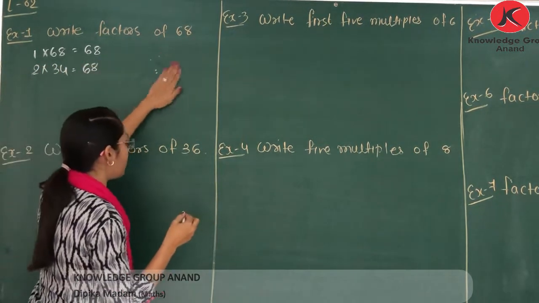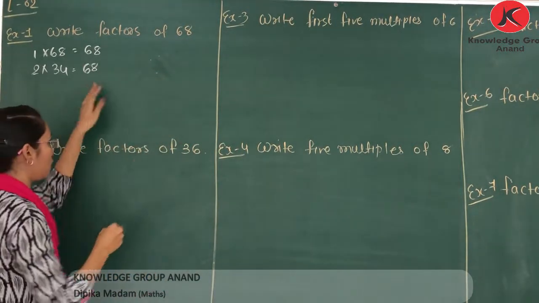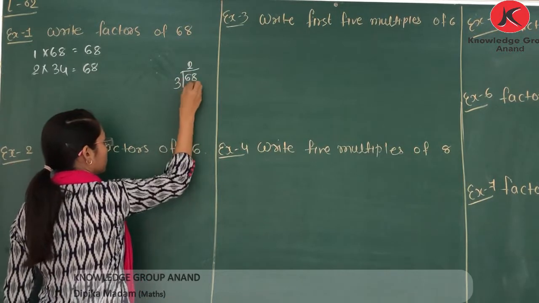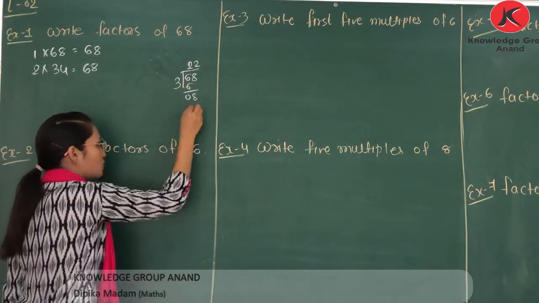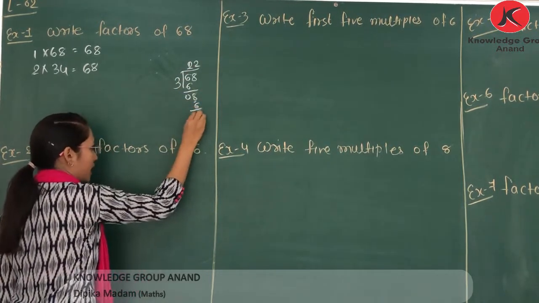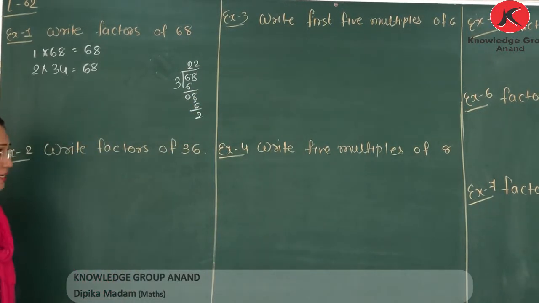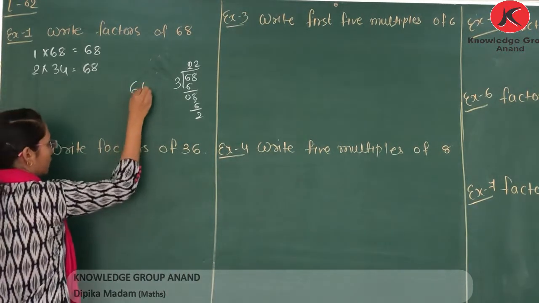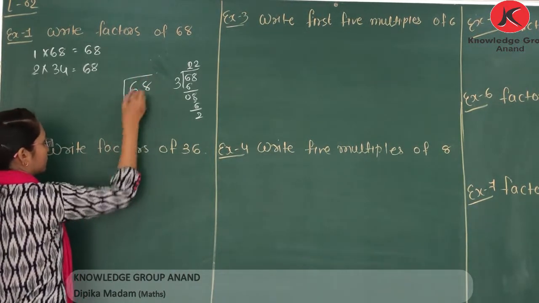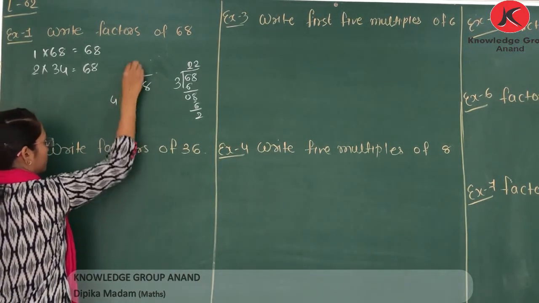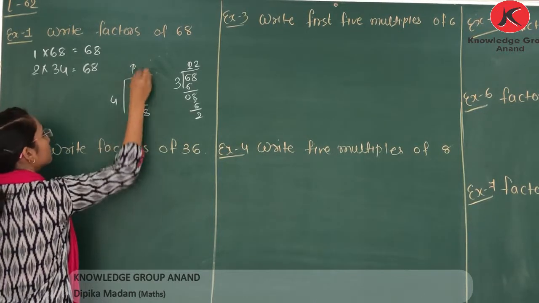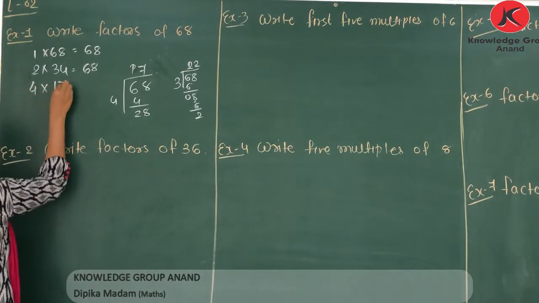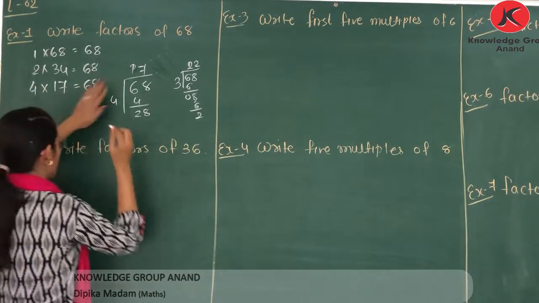Now you can check it for 3 also. If you divide 68 by 3, no, it does not divide 68 exactly by 3, so it is not a factor of 68. Now 4, 7. Yes, so it is a factor of 68.